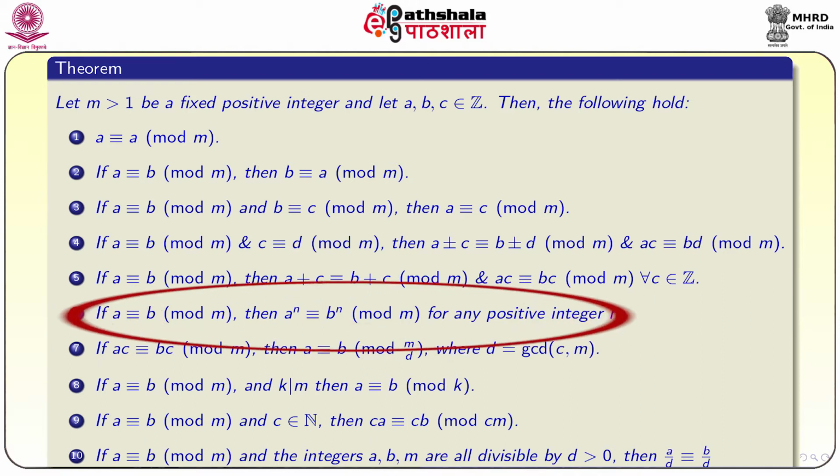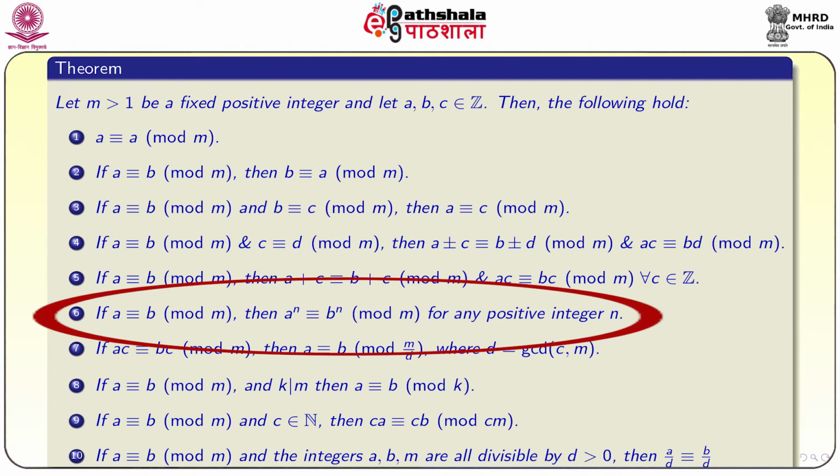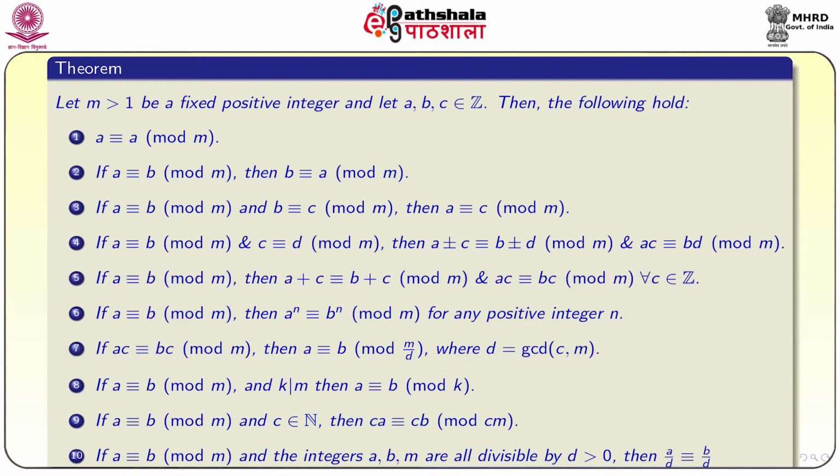If a is congruent to b mod m, then a to the power n is congruent to b to the power n mod m for any positive integer n. This is a result we are going to use very frequently. And if ac is congruent to bc mod m, then a is congruent to b mod m/d, where d is equal to GCD of c and m.